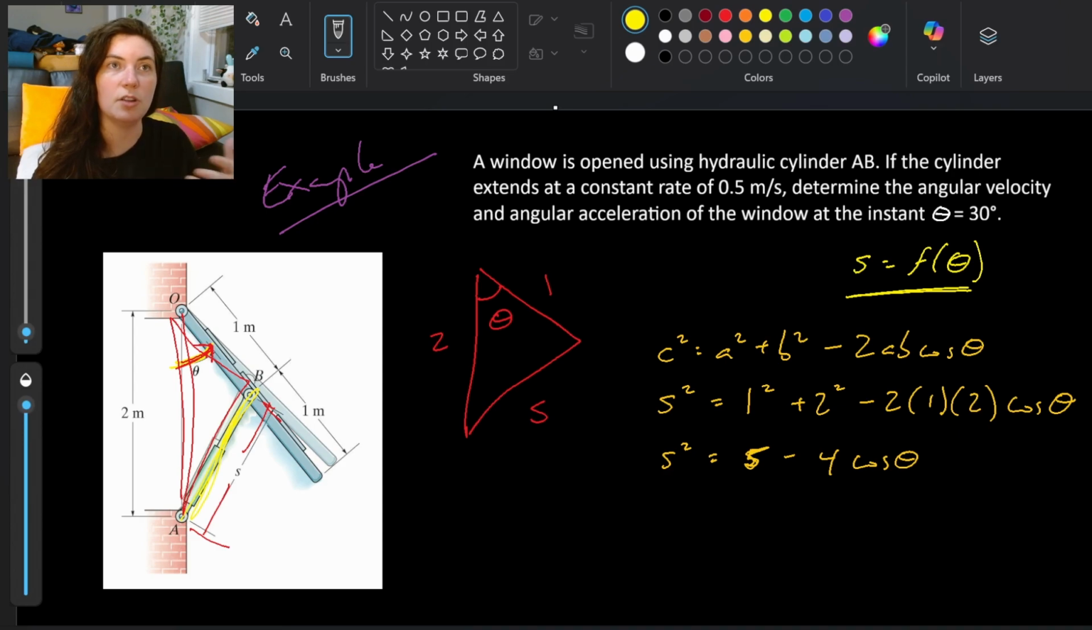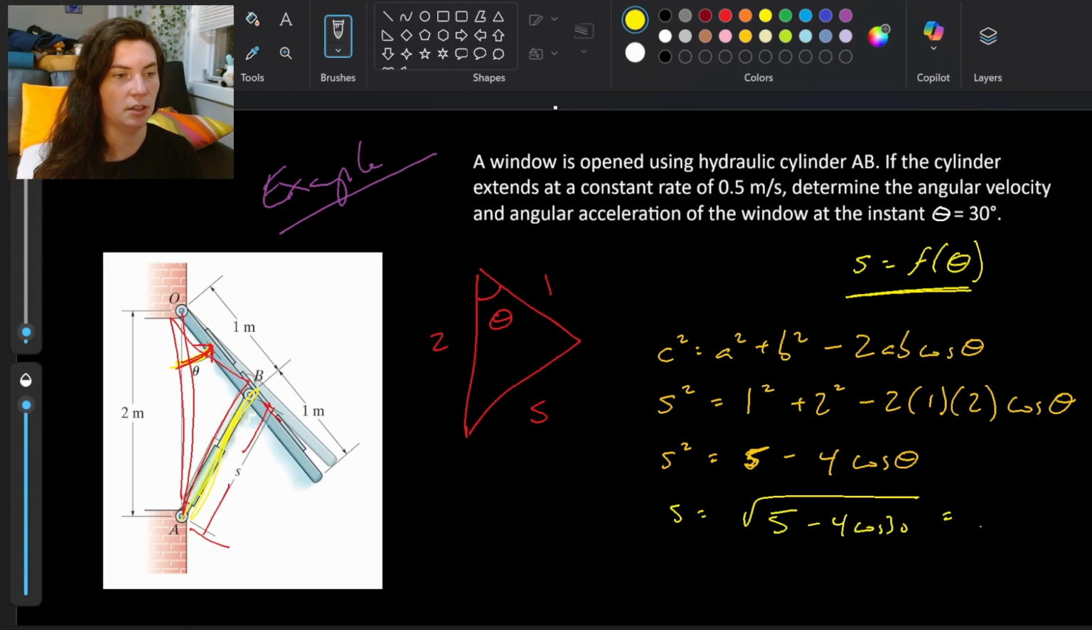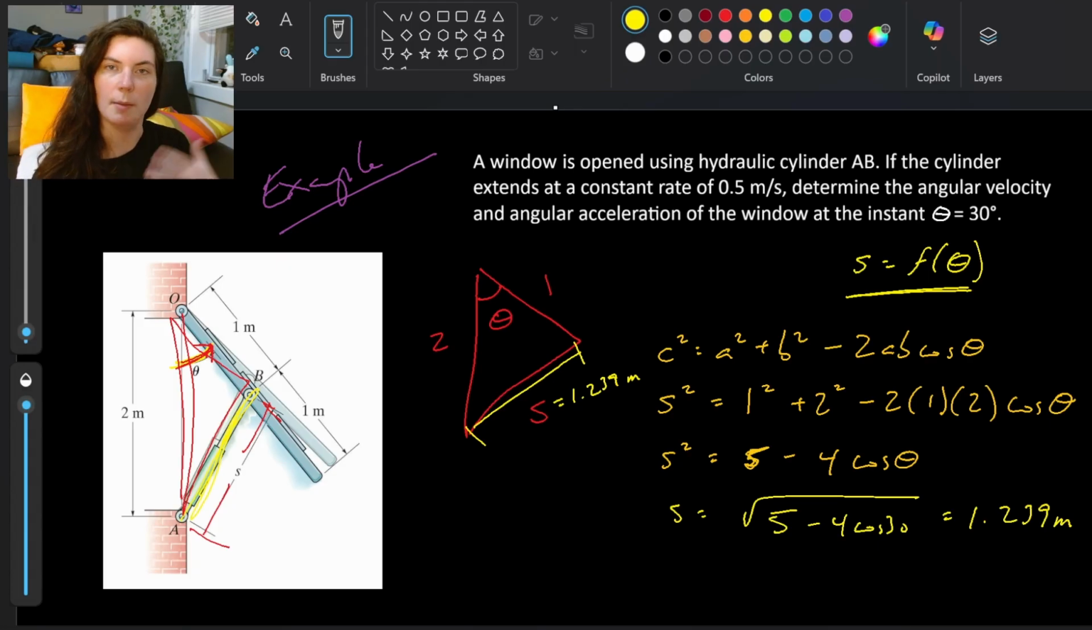So I can actually go ahead and solve for what my s value is. Using this law of cosines, I can find that s value if I plug in 30 here. So s is going to be the square root of 5 minus 4 cosine 30, which gives me an s value of 1.239 meters. So that's how long this leg of the triangle is, 1.239 meters when theta equals 30. That's just some basic trig and geometry in finding what s is.